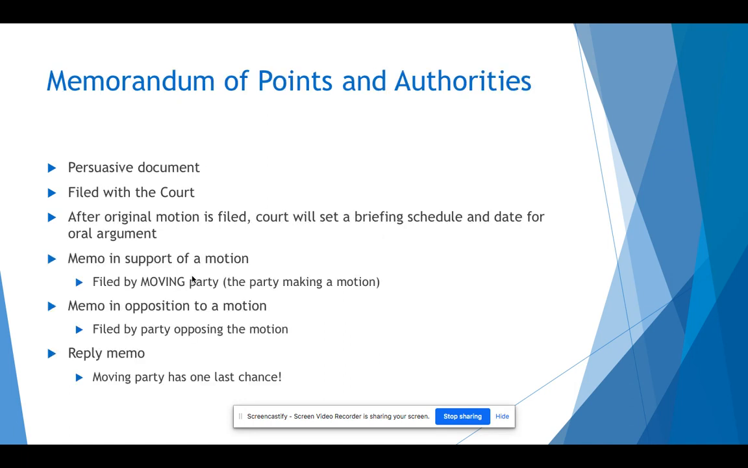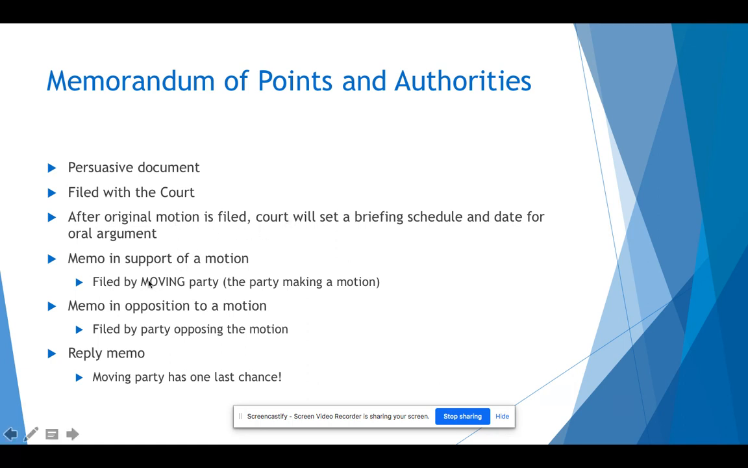Okay, our Memorandum of Points and Authorities is our persuasive document filed with the court. So this is usually a memorandum in support of a motion. That's kind of what they call it in our jurisdiction. Okay, so you file your motion with the court. After your original motion is filed, the court sets a briefing schedule and a date for oral argument.